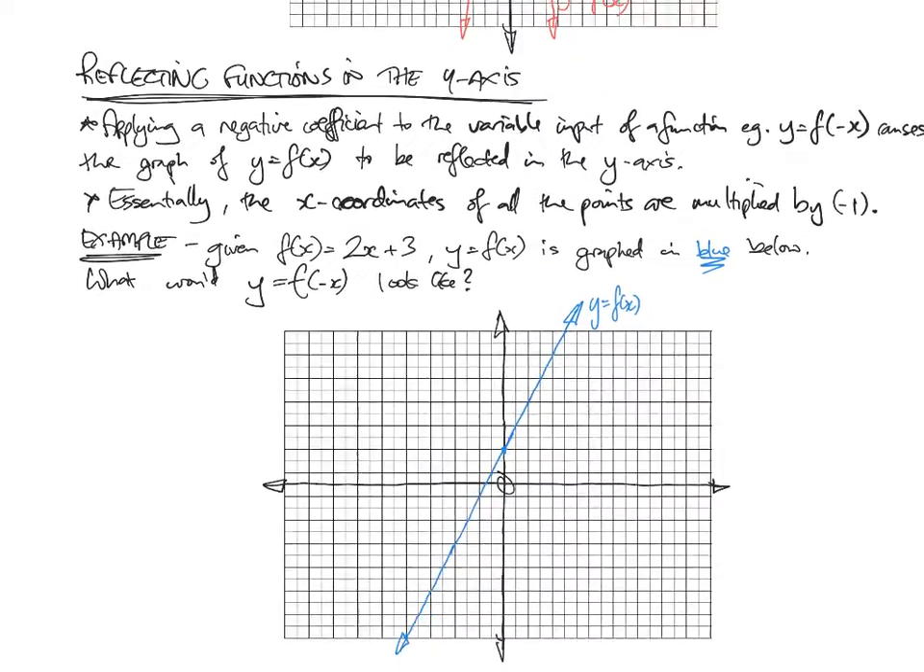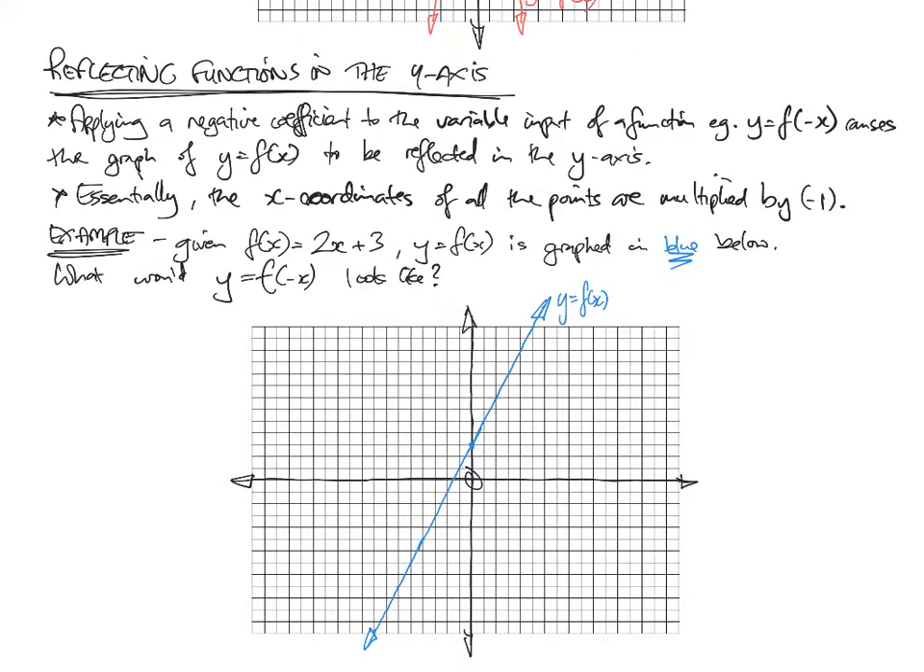Now, that's the x-axis. What happens when you're reflecting functions in the y-axis? If you apply the negative coefficient to the variable input of a function, so y is equal to f of -x, that causes the graph of y is equal to f of x to be reflected in the y-axis this time. So if you do the negative to the variable itself, not the whole function, it's reflected in the y-axis. Essentially here, instead of the y-coordinates being negative, the x-coordinates of all the points are multiplied by -1.